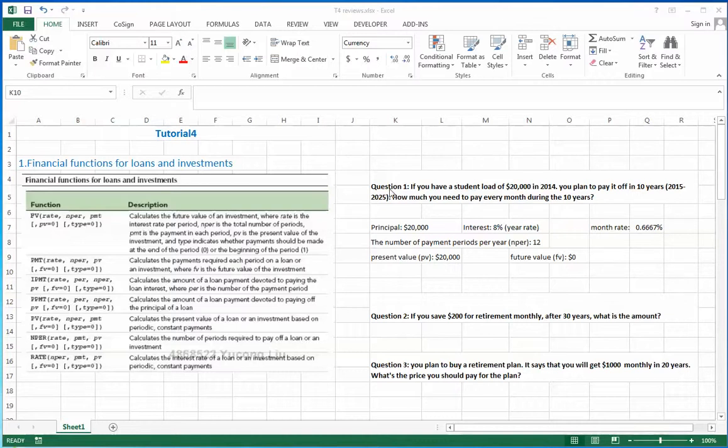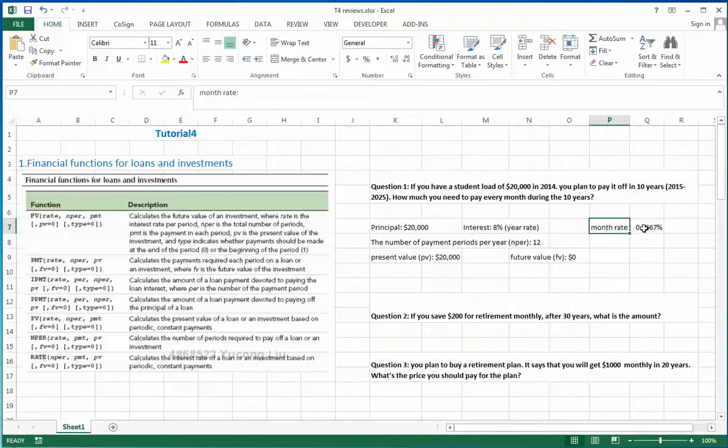This question says if you have a student loan of 20,000 and next year you get a job, you want to pay it off in 10 years, then how much do you need to pay every month? To get the answer, we need to know some terms. First is principal. The 20,000 is the principal, and we need the interest. When you get a loan, you need to pay the interest. But keep in mind, this interest unit is the year rate. So we need to know the month rate.